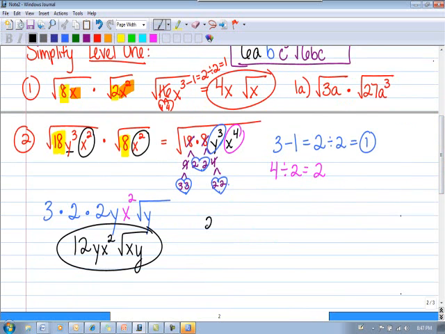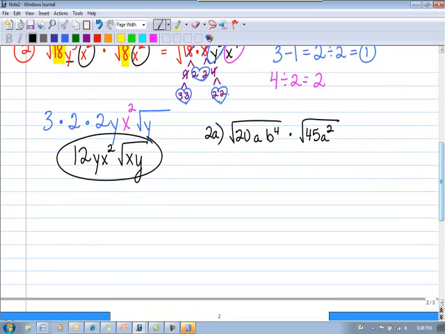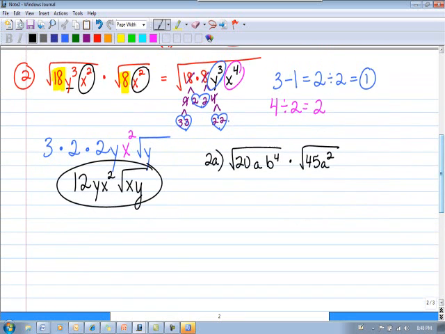So 2a, for you to practice, is the square root of 20ab to the 4th, times the square root of 45a to the 2nd. Now, it looks like big numbers, but remember, don't actually multiply 20 times 45. Just write out the 20 and the 45 and start breaking them down before you multiply them. Okay, it'll be a lot easier that way. And that's all for level 1.